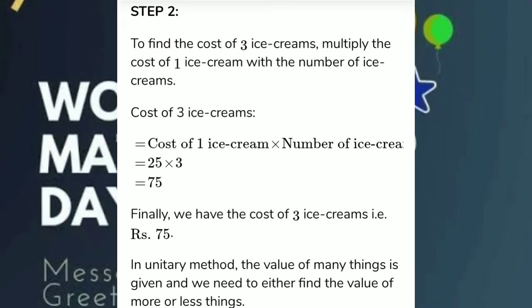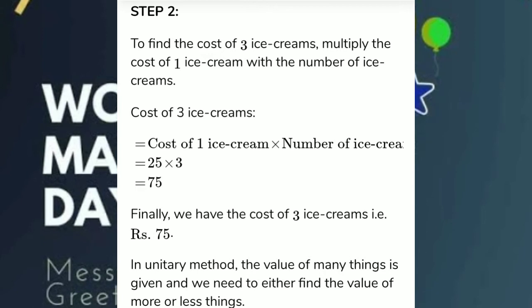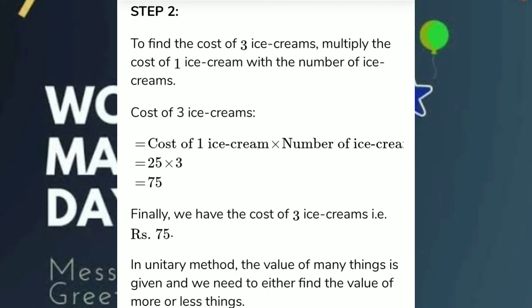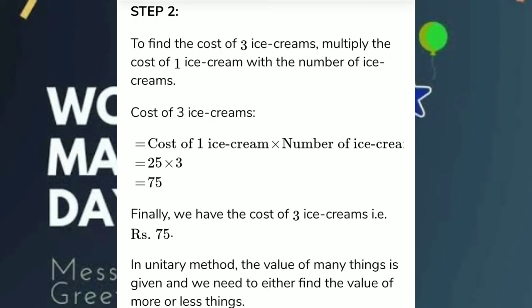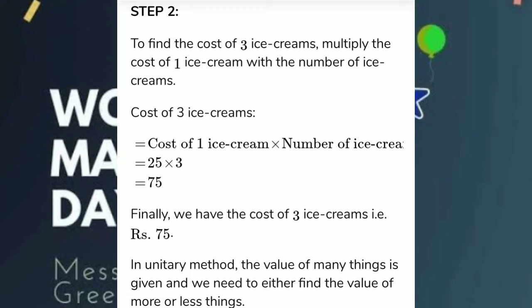Step 2. To find the cost of 3 ice creams, multiply the cost of 1 ice cream with the number of ice creams. Cost of 3 ice creams is equal to cost of 1 ice cream multiplied by number of ice creams. If you find the cost of one ice cream, then you can find the cost of any number of ice creams. So now we have to find the cost of 3 ice creams. 25 multiplied by 3, we get as answer 75. So finally we have the cost of 3 ice creams. So how many rupees? Yes, rupees 75.